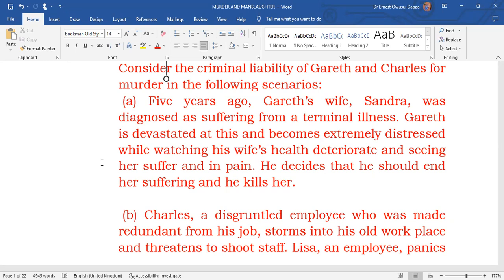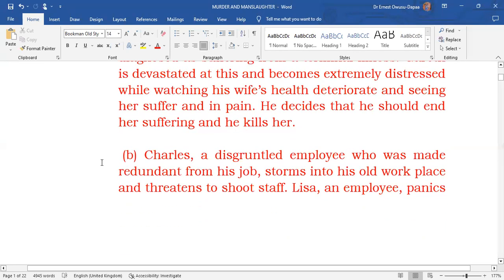We don't have enough information regarding the actual means by which the death was brought about, because we have authority which says that we can infer the existence of the mens rea from the nature of how the death was brought about, either the violence or whatever. But the facts only tell us that he decides that he should end her suffering and he kills her. So we just take it that there was that intention to actually kill the wife. And because there is no justification within any of the justifications provided under the law from section 30 to 45, we would say that that was murder.